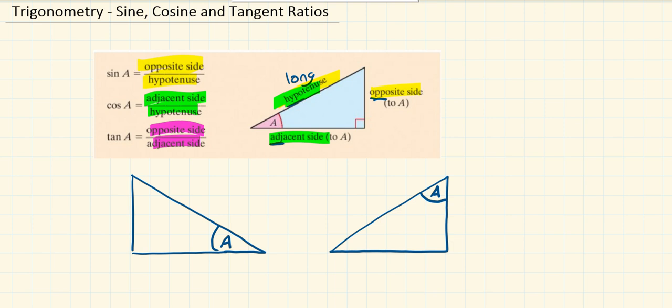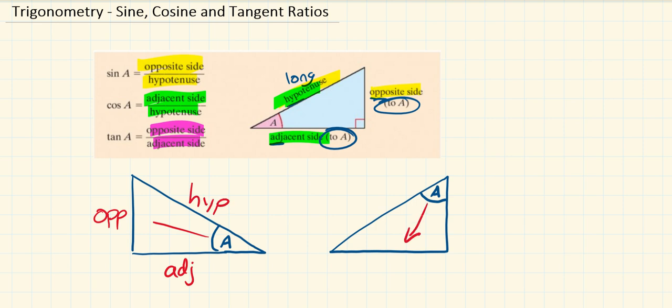So as we work this out, you just got to notice it's the opposite and adjacent side to A, or to your angle. So for example, if we look at these two triangles down below here, we've got A, so over here is the opposite, over here is the adjacent, leaving the long one to be the hypotenuse. Again, you've just got to look at the other side, it's the opposite, the adjacent, and the hypotenuse.